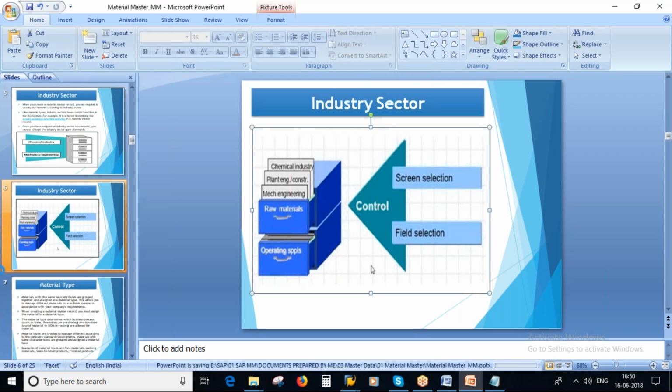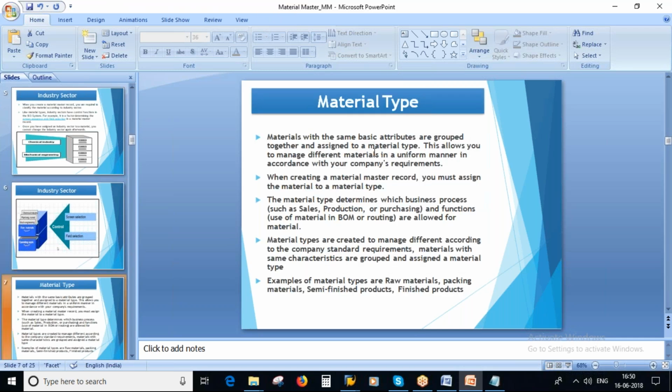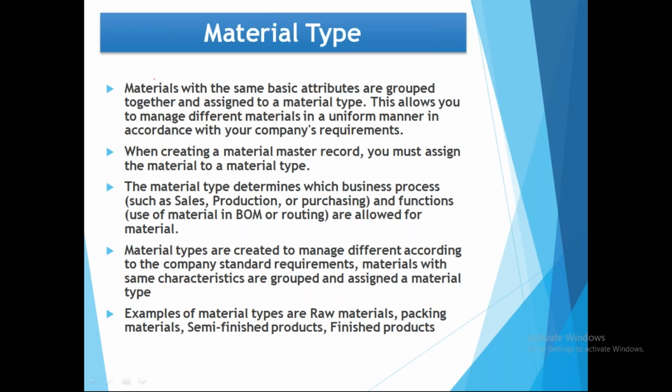So now after the industry sector we will understand material type. So what is material type? Materials with the same basic attributes are grouped together and assigned to a material type. In the industry there will be some common material types. There are some materials which are common in nature. Those materials are grouped together and will be assigned a material type.